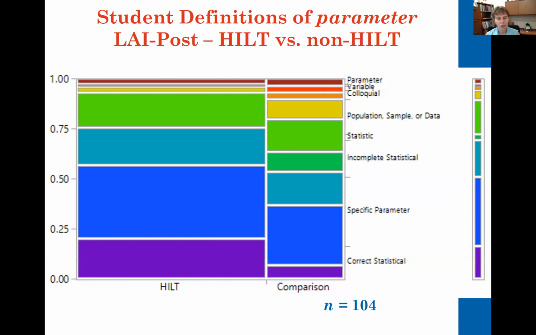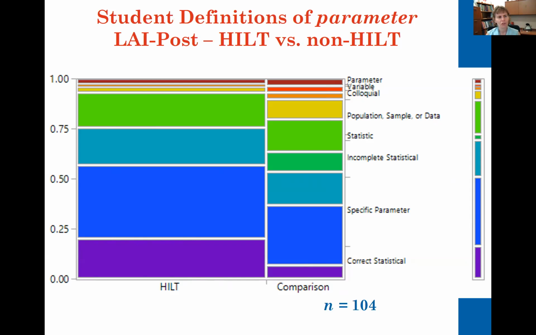In terms of the definitions that they wrote, again, these are small samples. This is 104 as compared to the 1,000 we had when we were doing the initial data collection. But again, the HILT students, the purple and the blue, are correct statistical definitions and giving a specific parameter like the population proportion or the population mean. The next teal color up is something incomplete in statistical terms, so it might be something like a numerical summary, or information about the population. So they're getting there. When you combine those three categories, 75% of the HILT students were in that category, whereas closer to 50% for the comparison.